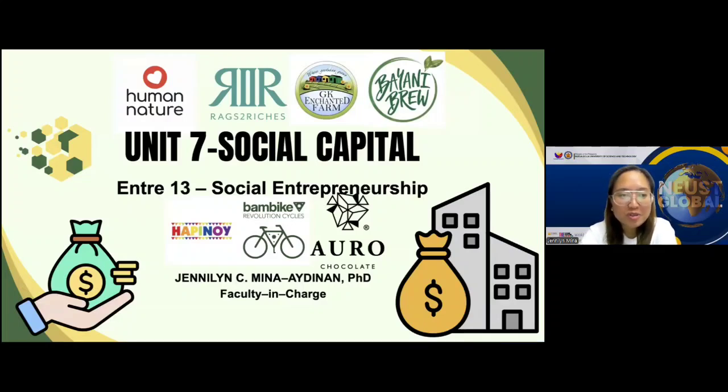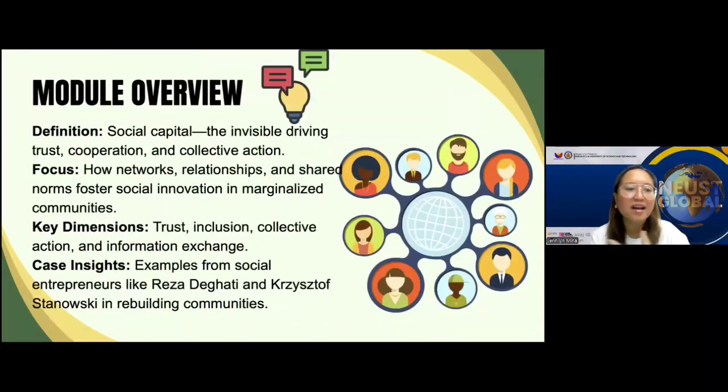I am here to discuss lesson number 7, which is all about social capital. Now let's talk about what is social capital. Social capital is like the glue that holds communities together. It is not something that you can see or touch, but it plays a very powerful role in creating trust, cooperation, and teamwork among people.